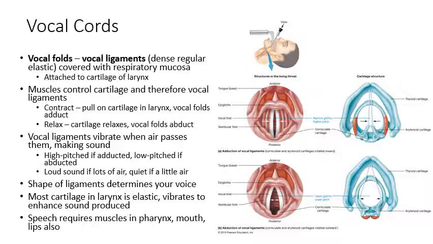In order to actually make speech, though, it's not enough to just have the vocal cords. You need a bunch of other structures as well. The vocal cords make sound, not speech. In order to modify that sound into speech, you need the mouth, the lips, and the pharynx, different structures in the pharynx, mouth, and lips.